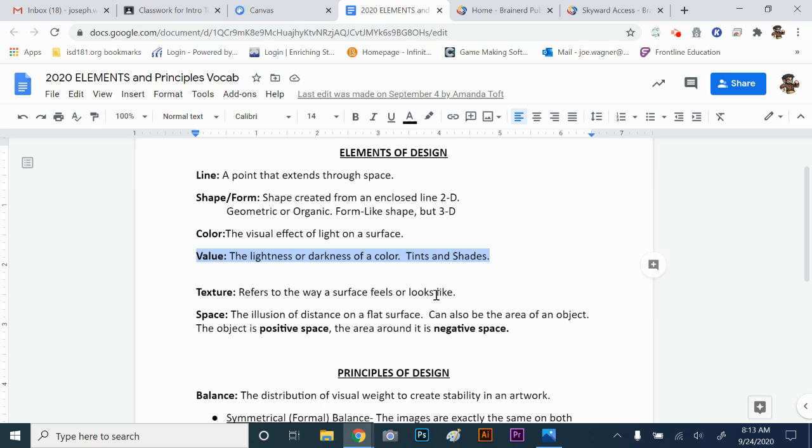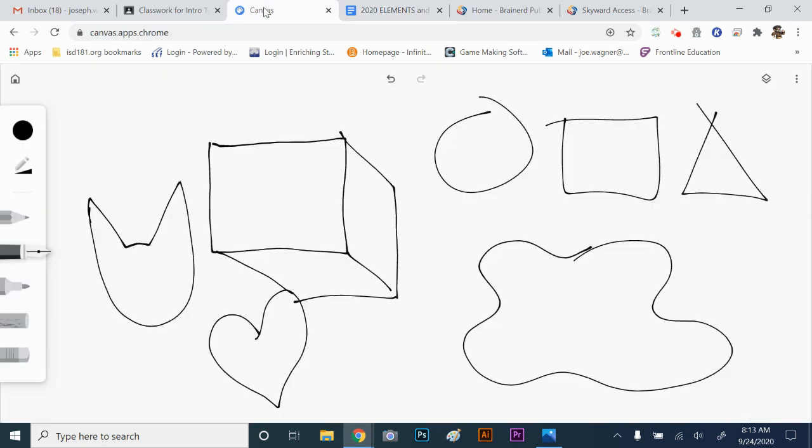When we hear value, we usually think of money, right? But in the art world, value refers to the lightness or darkness of a color. It doesn't even necessarily need to be a color. It could be like a pure light or pure darkness, right? It's also referred to as tints and shades. Okay. So value is how light or dark something is.